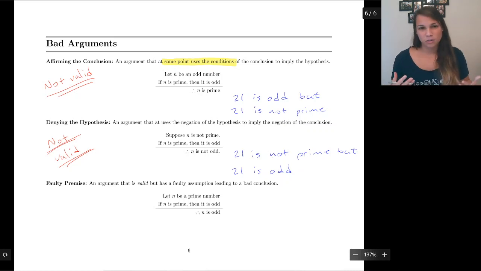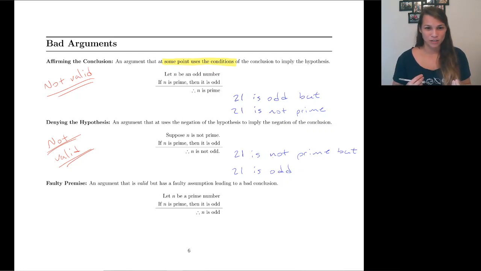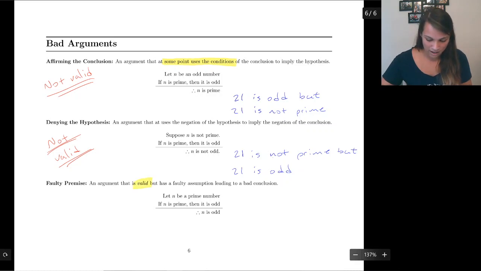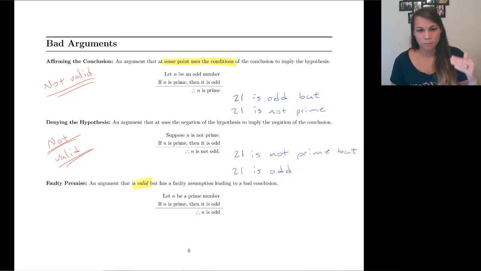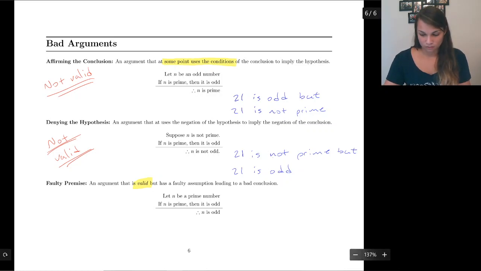And I feel like those ones are pretty obvious. The last one is, I think, maybe the most dangerous kind of mistake. And it's an argument that is valid. So if n is prime, then it is odd. Let n be prime, then n is odd. So this is the modus ponens reasoning. P is true, P then Q is true, therefore Q.